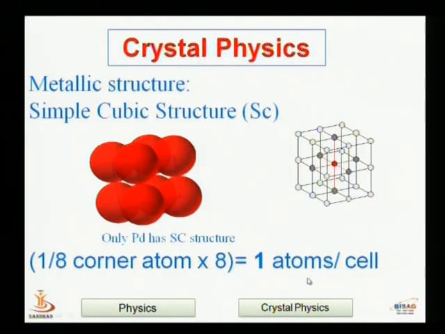Different metallic structures. Here is the example of simple cubic. For cubic crystal system, the lattice parameters are all the sides are same, means A equal to B equal to C, and all the angles are equal and equal to 90 degree. If we arrange the atoms only at corner points of the cell, then this becomes the simple cubic structure.